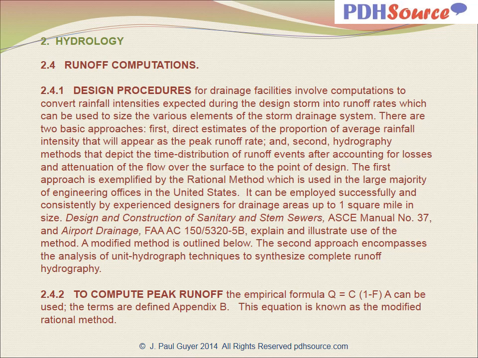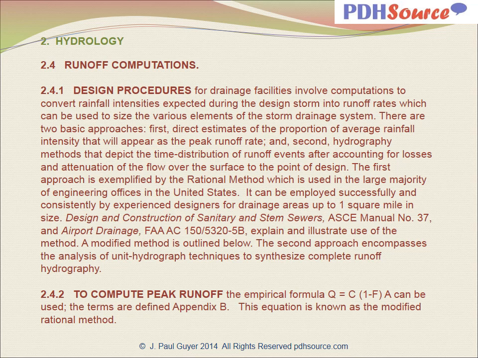The first approach is exemplified by the rational method, which is used in the large majority of engineering offices in the United States. It can be employed successfully and consistently for drainage areas up to 1 square mile in size. The second approach encompasses the analysis of unit hydrograph techniques to synthesize complete runoff hydrographs.